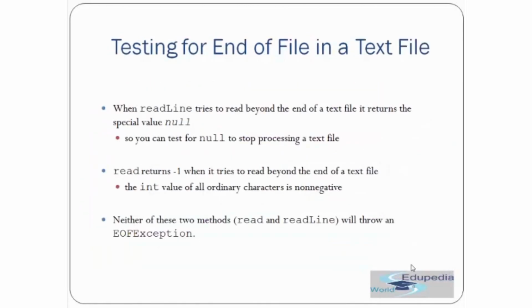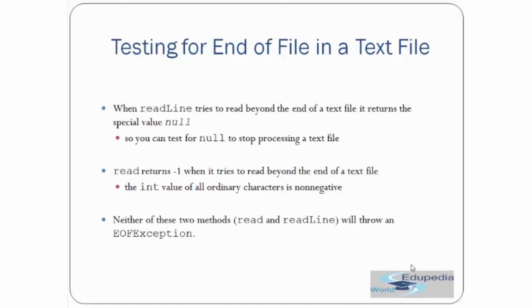Now, testing for end of file in a text file. When readLine tries to read beyond the end of a text file, it returns the special value null. So you can test for null to stop processing a text file. And read returns -1 when it tries to read beyond the end of a text file. So if you are using readLine, you should check for null as we have used in our example. If you are reading character by character using the read method, then you should compare the value to -1 to check for the end of file.